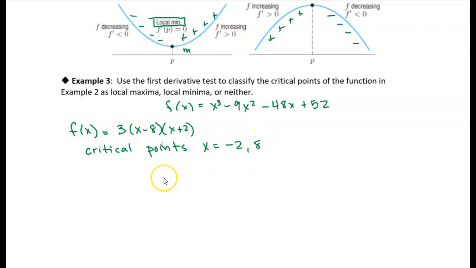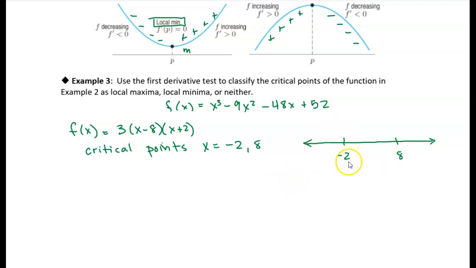So we need to test them now, to find out whether they're local minima or maxima, or perhaps neither. We need to evaluate the derivative on either side of these points. I'm just going to draw a little number line, where I'm going to record the information I'm finding. So we need to test the intervals around negative 2 and 8, picking a point somewhere on either side of them.